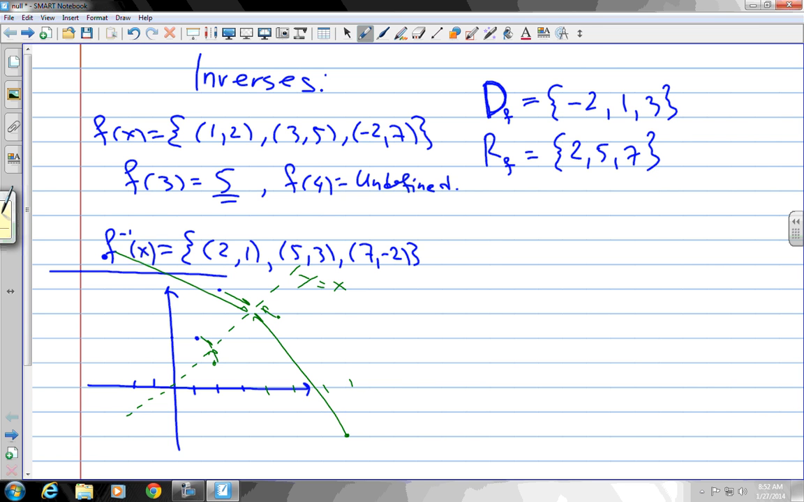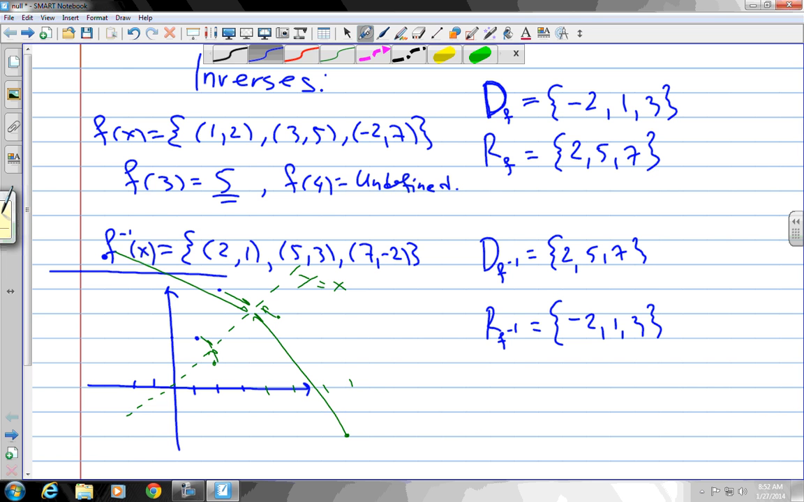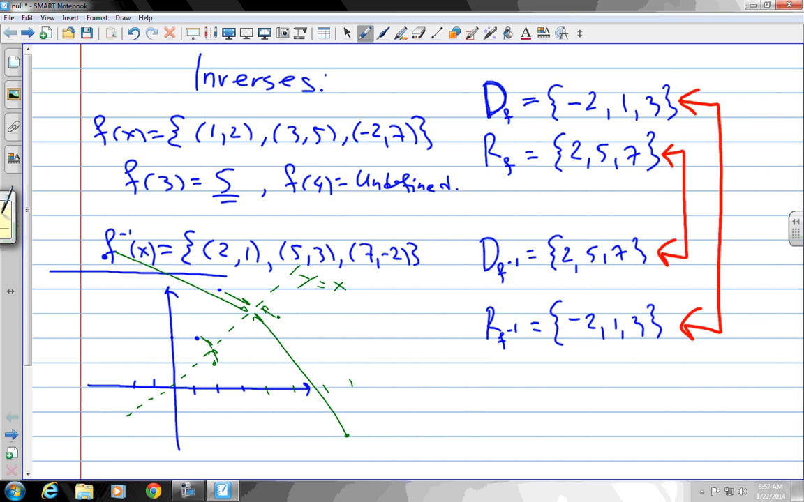But if I look at the inverse of f, what is the domain of the inverse? 2, 5, 7, you just look at the x values. And what is the range of the inverse? Yeah, it switches. So we made a big deal out of that in college algebra, that the domain of the function becomes the range of the inverse, right? And the range of the function becomes the domain of the inverse, right?